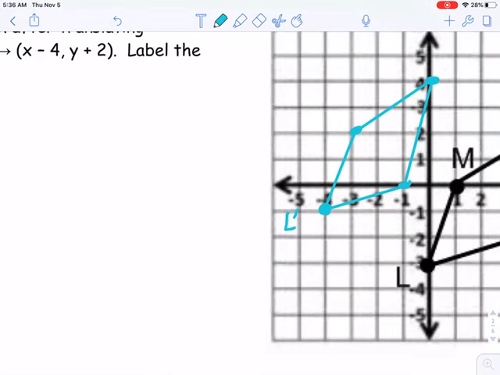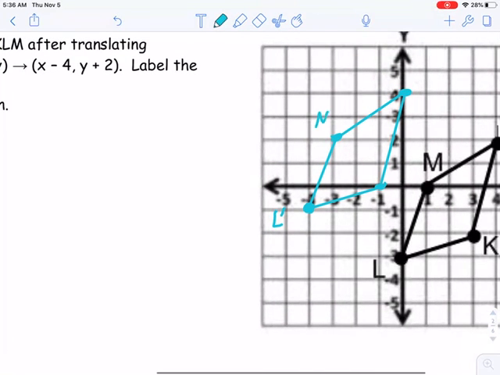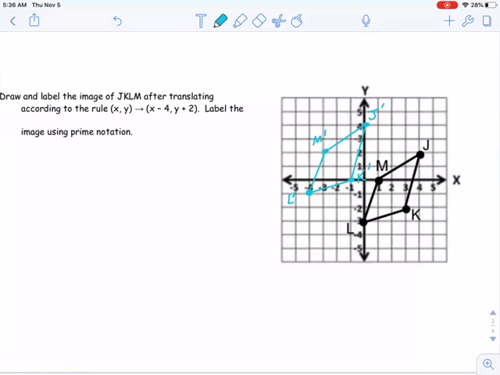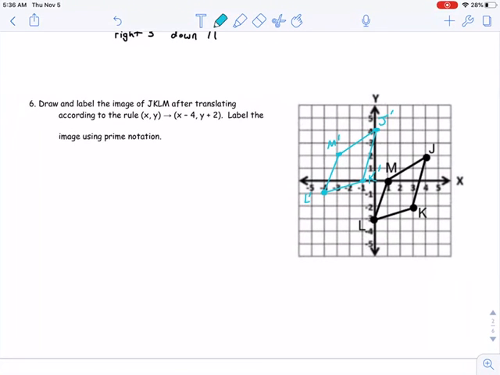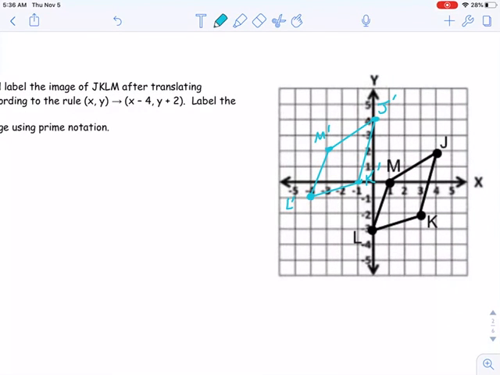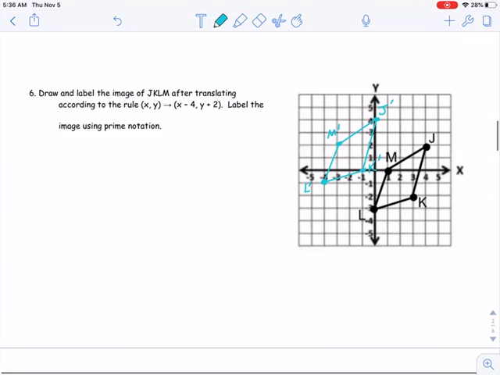And then this is going to be L prime, M prime, J prime, K prime. Remember, prime notation is very important. It tells me the path I go. It tells me which one's the image, which one's the pre-image. And that's basically it. Alright, I went left 4, up 2.